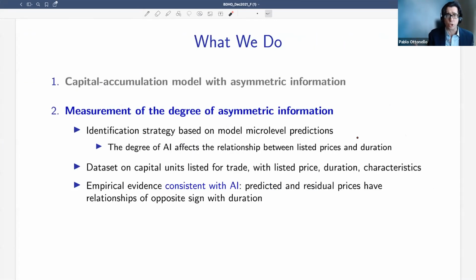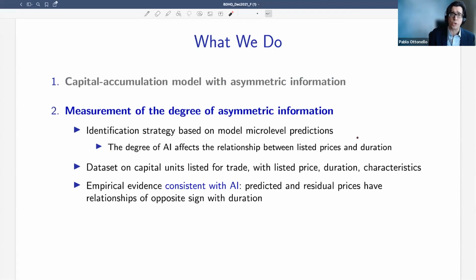So then the key question to assess the aggregate effects of asymmetric information is to measure what is the degree of asymmetric information. So we propose an identification strategy based on the model's micro level predictions, and in particular on the idea that the degree of asymmetric information affects the relationship between listed prices and duration.